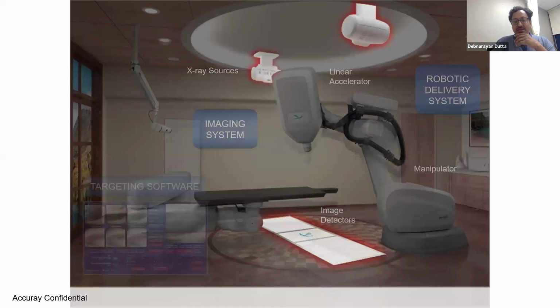This is the imaging system. There's a tracking system there, and these are detectors, from where the source can come. So it has two X-rays 90 degrees apart from each other. If you take X-rays 90 degrees apart from each other, from a physics point of view, you actually can correct the rotational error as well. So it has its own advantage.